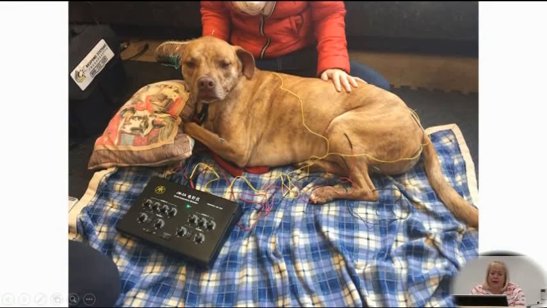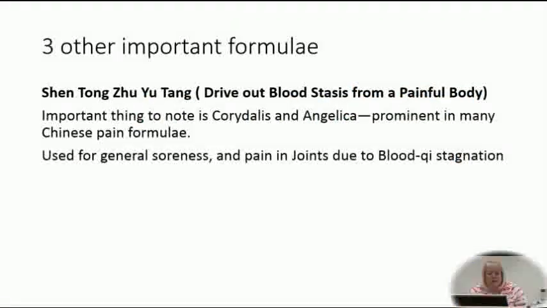So there are 3 other important formulae that I will use. Shen Tong Zhu Yu Tang, which is body sore, and Corydalis and Angelica tend to be prominent in a lot of these Chinese pain formulas, and they're used for general soreness and pain in joints.